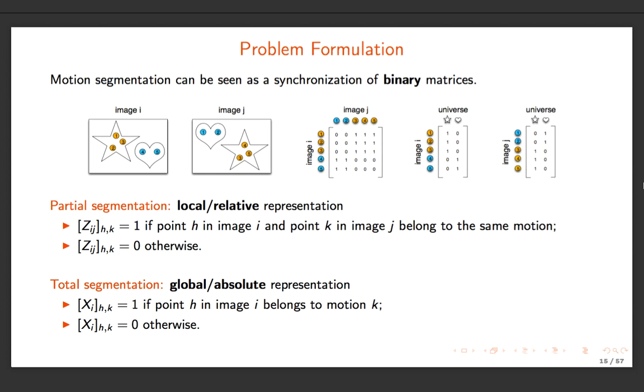Now I will show that motion segmentation can be seen as a synchronization of binary matrices, that are matrices whose entries are either 0 or 1. Given a pair of images, we can define some binary matrices as shown in the figure. The partial segmentation of the pair ij is denoted by Zij, and it is defined as follows. Entry hk is equal to 1 if point h in image i and point k in image j belong to the same motion, and it is equal to 0 otherwise. The total segmentation of image i is denoted by Xi, and it is defined as follows. Entry hk is equal to 1 if point h in image i belongs to motion k, and it is equal to 0 otherwise.